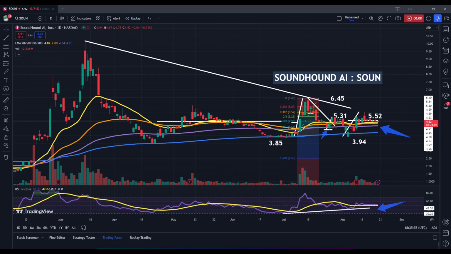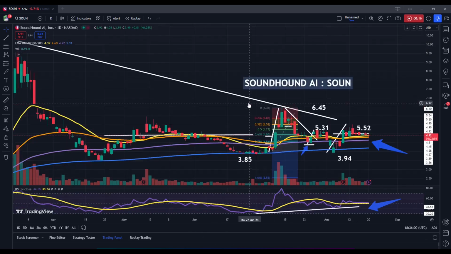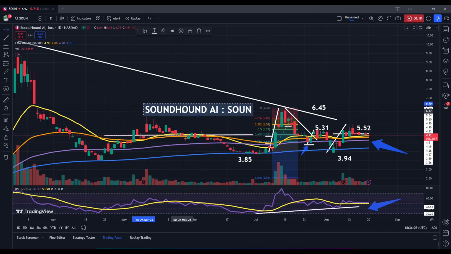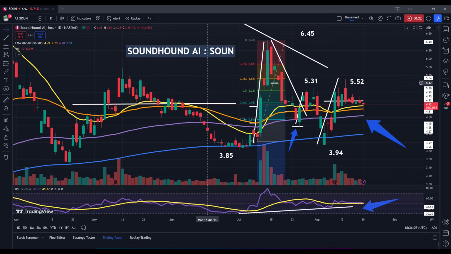We have the daily price chart for SoundHound AI Incorporated, stock ticker SOUN. If we move in a bit on this price chart, we can see that there are some fairly significant price levels that have recently been broken. In this video, we will outline some of these price levels, explain why they're important, and identify a proper trading strategy so that investors can capture some profits with this stock going forward.